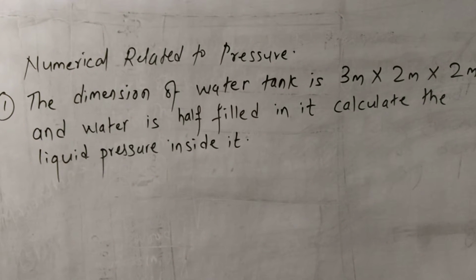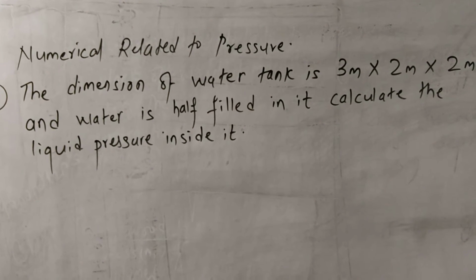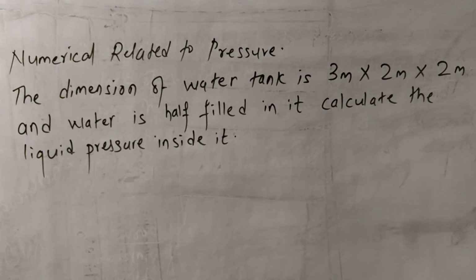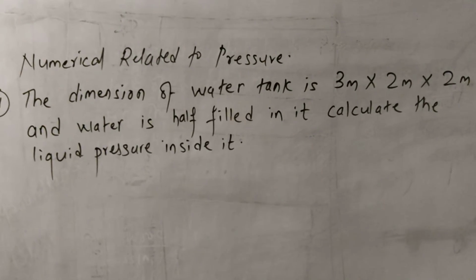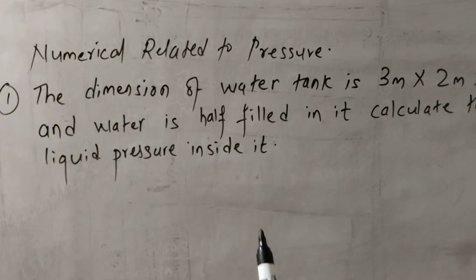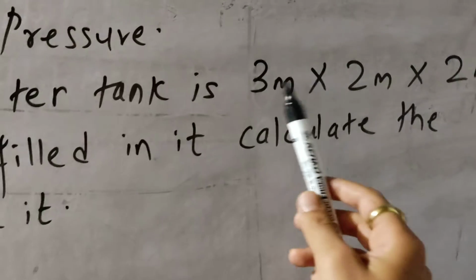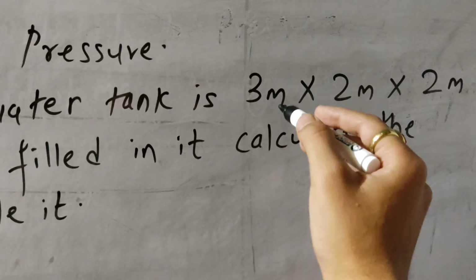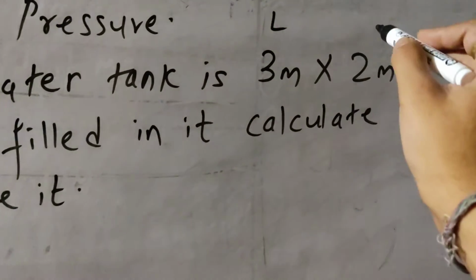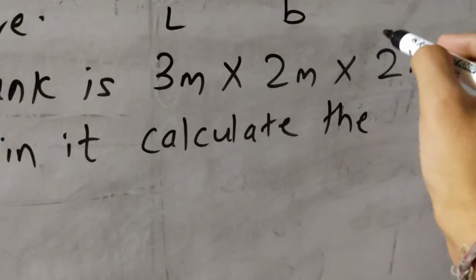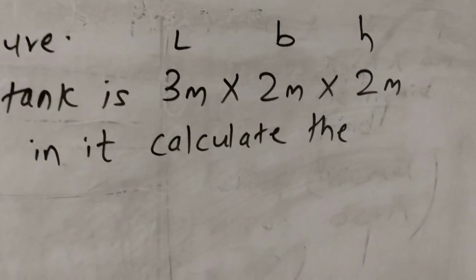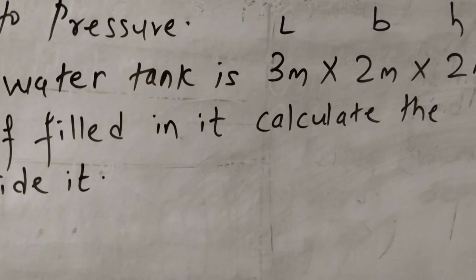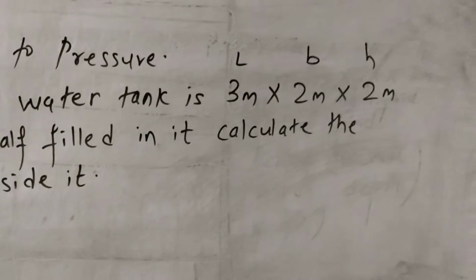At first you have to copy the question. If you haven't copied, please copy it so that you can easily know what is given there. Now let's write what is given there. Before writing the given, we must know about dimension. The water tank is 3 meter into 2 meter into 2 meter. That means this dimension denotes length, breadth, and height. The dimension is always in the form of length, breadth, and height, and we should know that. To calculate the liquid pressure, we must know the height of the liquid.